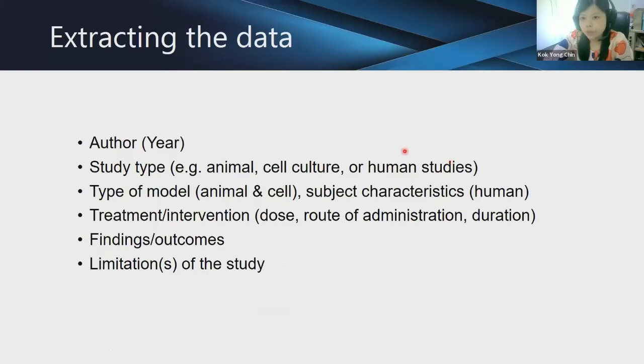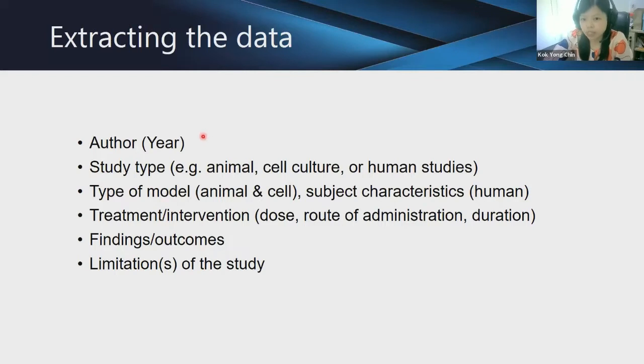The third step here will be extracting the data. After you do your searching, screening and everything, you come up with a certain number of studies that you want to put in your review article. After that you need to extract the data, meaning the information from the previous studies. Here are some examples. Of course, it also depends on what kind of review article you are doing in terms of the topic.